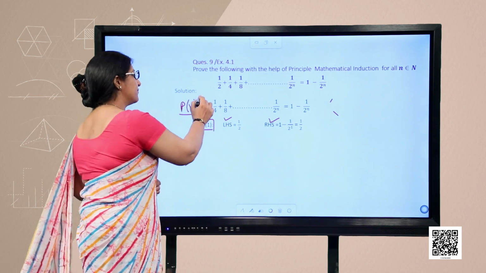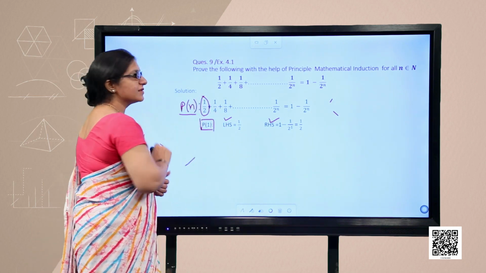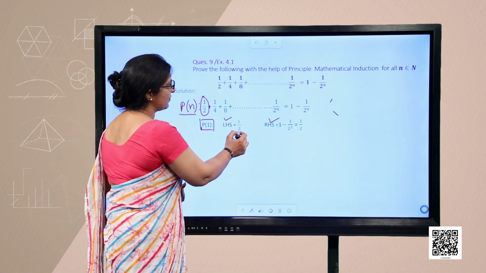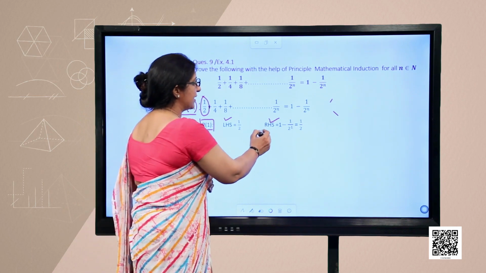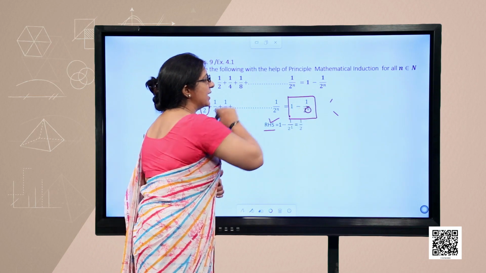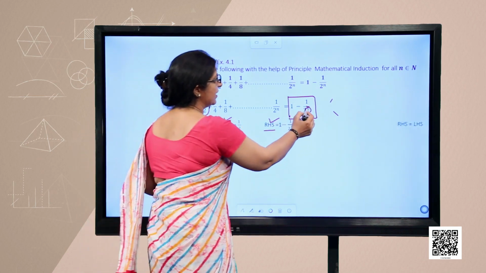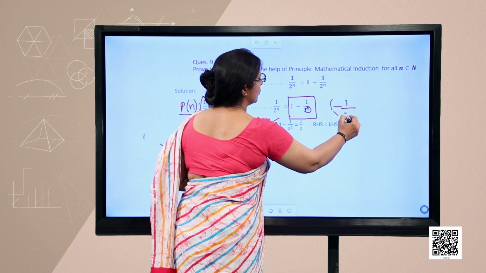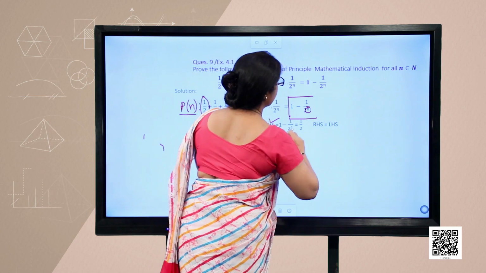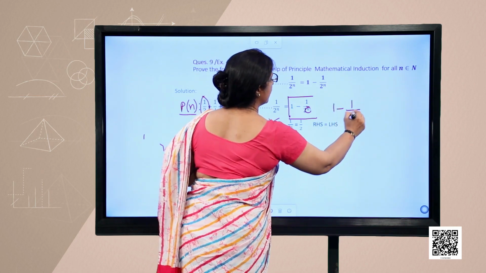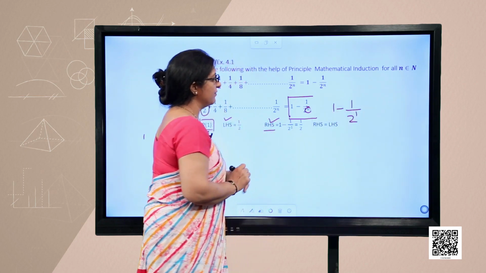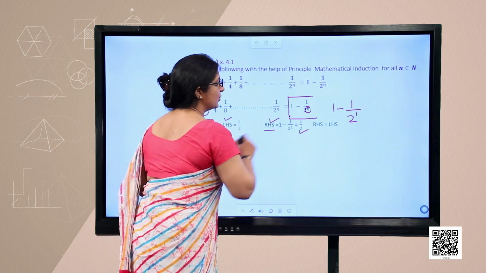Left hand side means first term. This 1 means one term. So, one term means first term. The result of the first term is 1 by 2, and while taking the right hand side, we need to replace this n by 1. When we put 1 here, we get 1 minus 1 upon 2 to power 1. So, 1 upon 2 subtracted from 1 will give us nothing but 1 by 2 only.